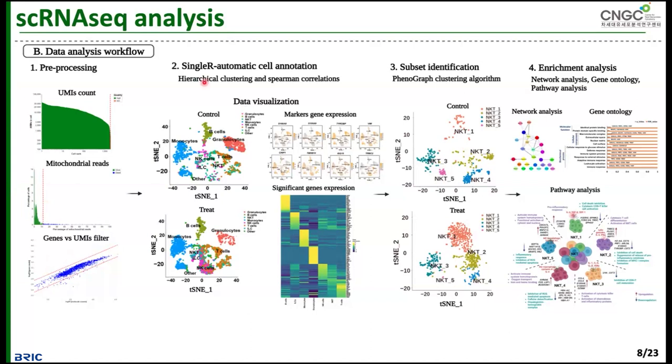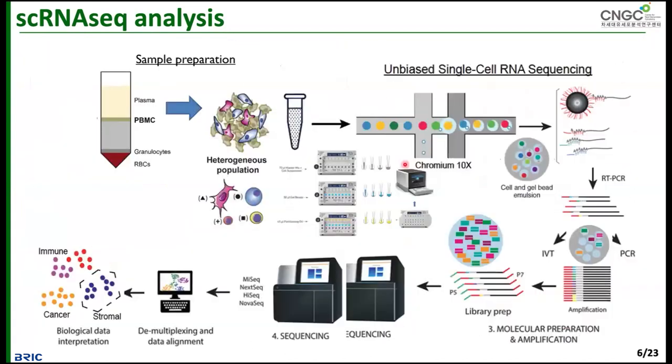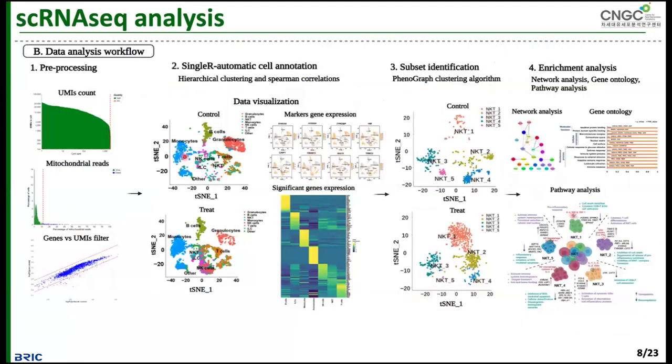For example, we perform SingleR to identify all the cell types. You can ask, how do you identify the cells? When we do the experiment, we attach a barcode to every single cell. So we can check this barcode, and there will be some marker genes in every single cell's expression. Then we use the marker genes to name every cell. For example, this one will be B cell, this one is granulocyte, monocyte, T cell, NK cell, and so on. Then we can compare our data between the control group and treated group, and go for significant expression.